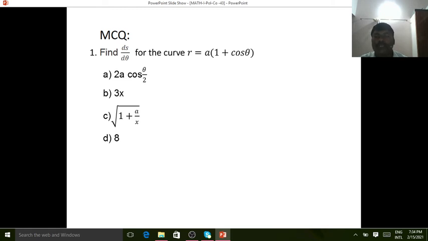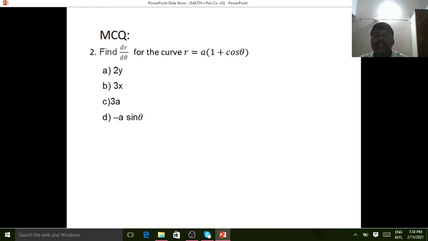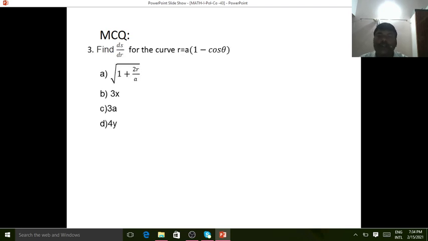Multiple choice questions. First one: find ds by d theta for the curve r is equal to a into (1 plus cos theta). Answer is A, 2a cos theta by 2. Second question: find dr by d theta for the curve r is equal to a into (1 plus cos theta). For this the answer is D, minus a sin theta. Third question: find ds by dr for the curve r is equal to a into (1 minus cos theta). Answer is A, square root of 1 plus 2r by a.